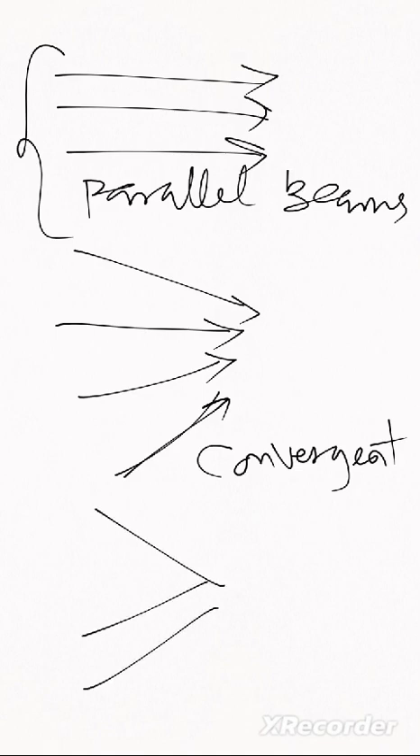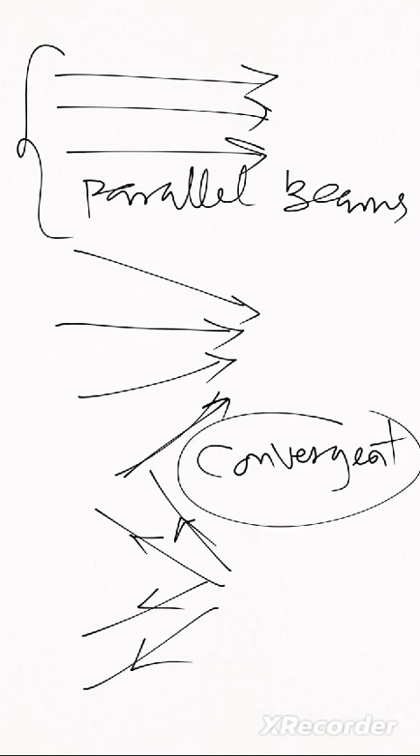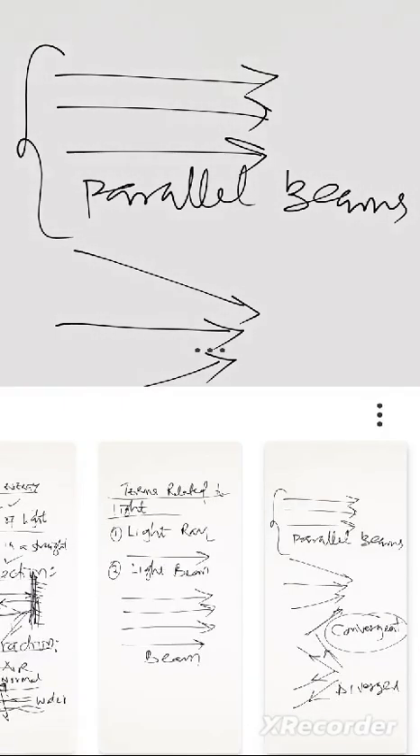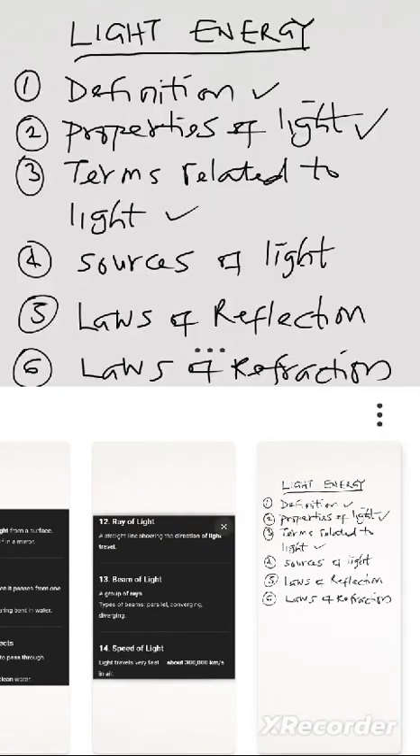Divergent simply means they are leaving a particular point. So all you need to know here is to be able to draw these beams of light and know what they are called. That is what you are just required to know for now. So this one is convergent, then this one is what? Divergent. Okay? It simply means they are leaving a particular point. I hope we are clear about that.